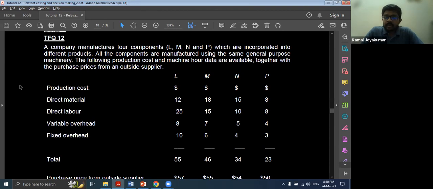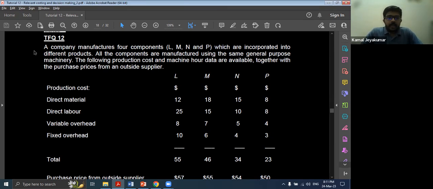Now, can someone quickly tell me when you will buy it from the outside party instead of manufacturing in-house? Quickly put it on the chat. Come on guys, can someone put on the chat when you will buy a component from a third party rather than making it yourself? When the third party is selling at a price that is lower than your relevant cost compared to your in-house manufacturing cost, right? If the third party is selling at a lower price, you will buy from the third party, right?